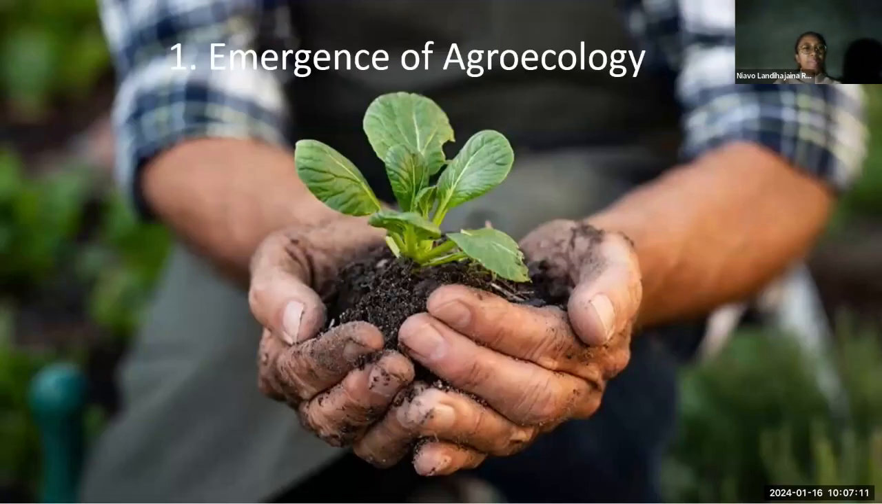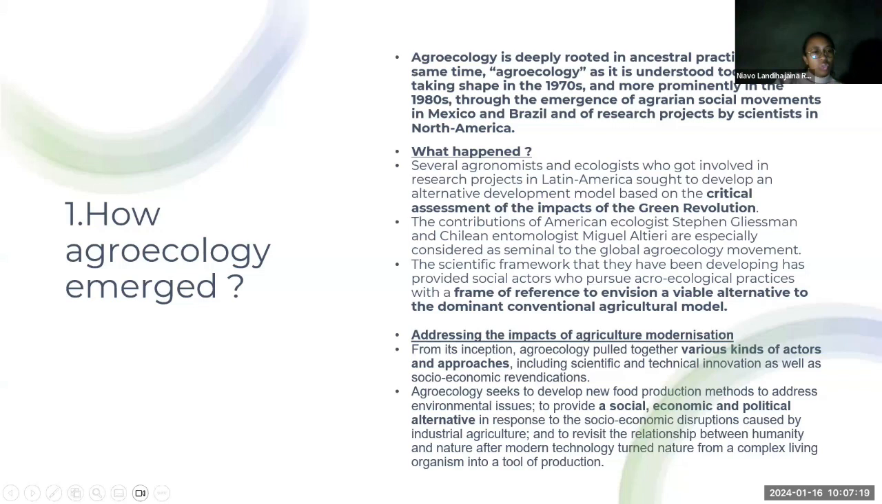So let's start with the emergence of agroecology. So how agroecology emerged: agroecology is deeply rooted in our ancestral practices. At the same time, agroecology, as it is understood today, started taking place in 1970 and more prominently in the 1980s, through the emergence of agrarian social movements, especially in Mexico and Brazil, and of research projects by scientists in North America. So what really happened?